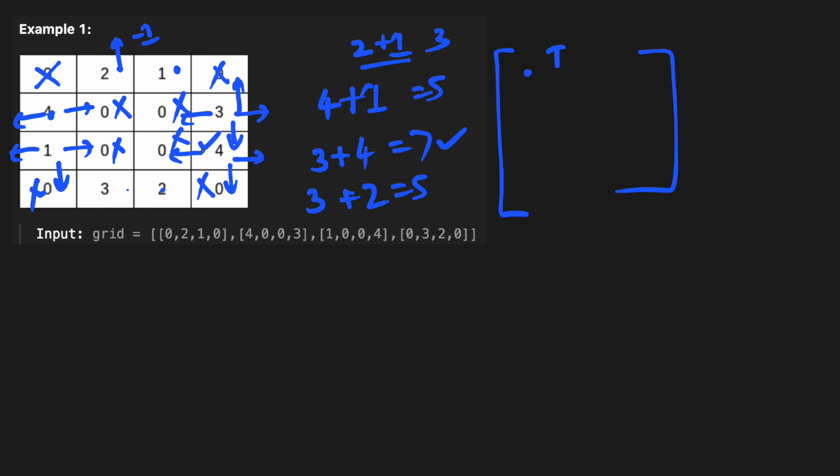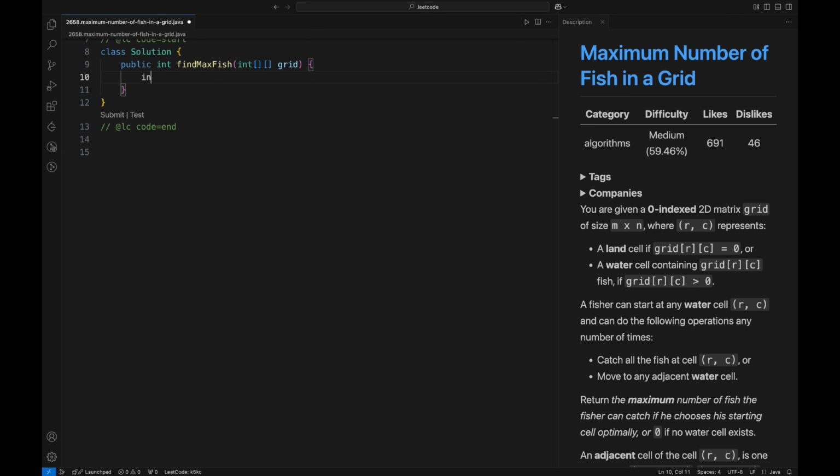Now let's jump into the code part. First, let's initialize our answer to 0 and get the dimensions of the grid with m as the number of rows and n as the number of columns. Let's also create a visited matrix of size m into n to keep track of visited cells.